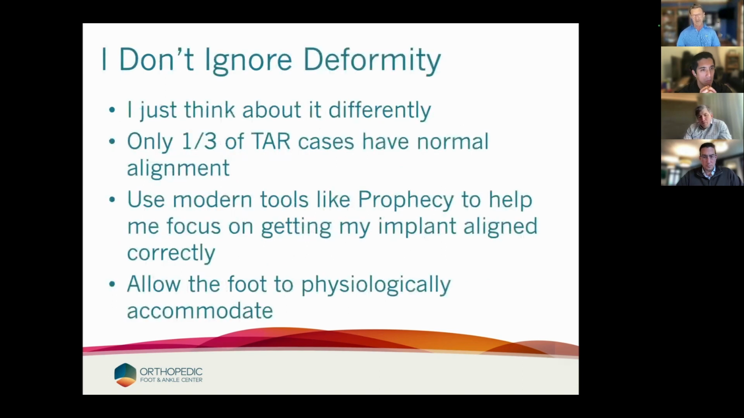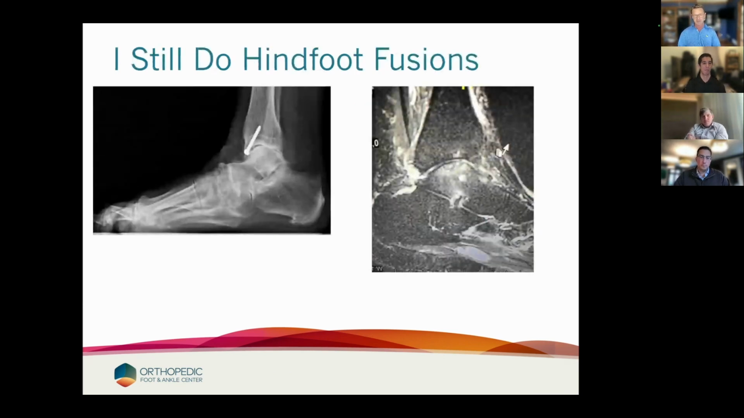That's not to say that I ignore deformity. I just think about it differently. Only about a third of total ankle cases have normal alignment, but using modern tools like Prophecy to help me focus on getting my implant aligned correctly, and then I allow the foot to physiologically accommodate. So I still do hindfoot fusions.